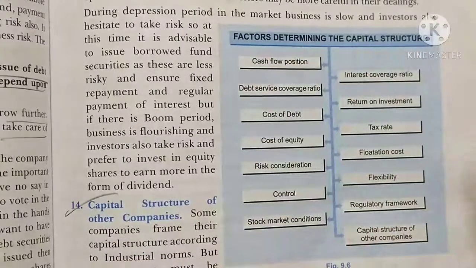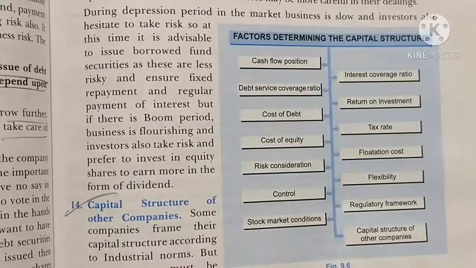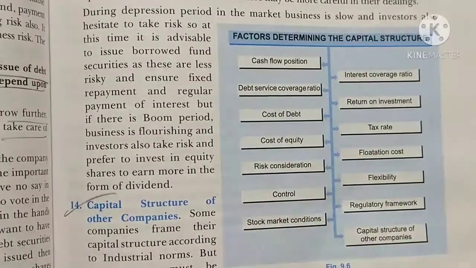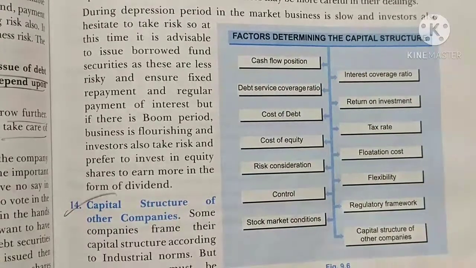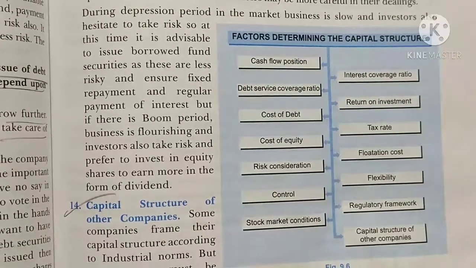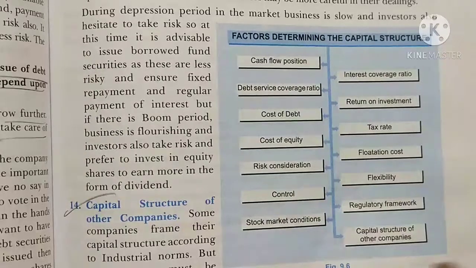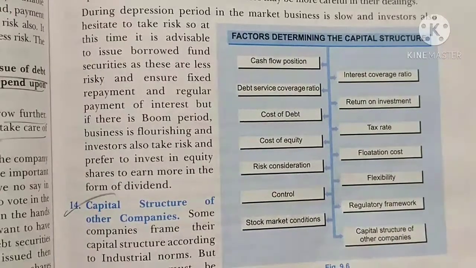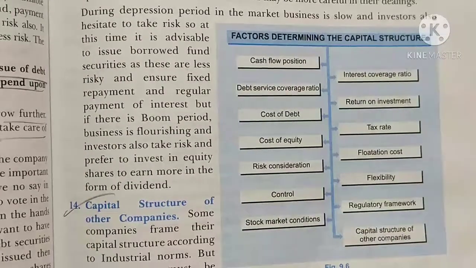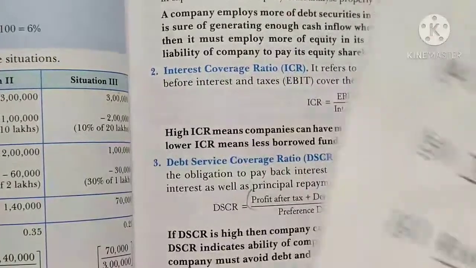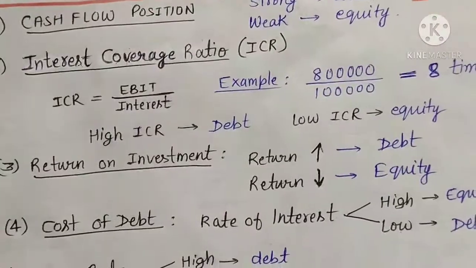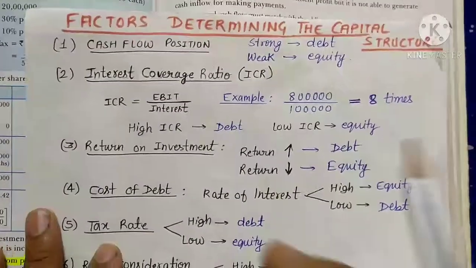In order to make it easy for you, I will teach you only 6 factors, because the long questions which come in the exam are of 6 marks. So if you write 6 factors, that is enough for you. Okay, for short questions of 2, 3 or 4 marks, you can write 4 factors. Let's talk about the 4 factors which determine the capital structure.